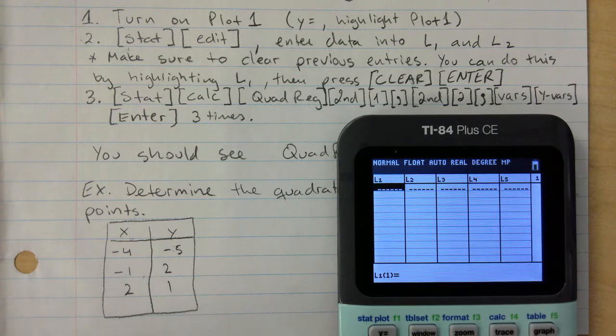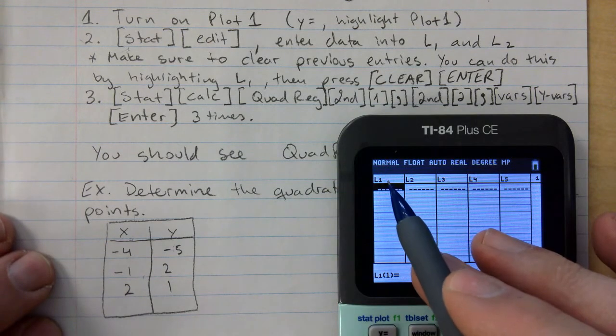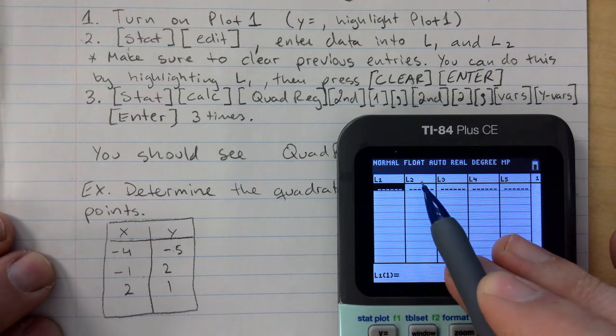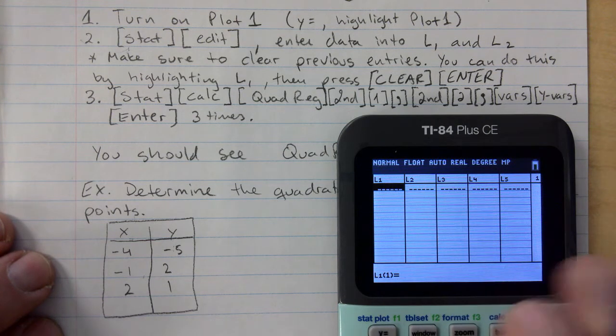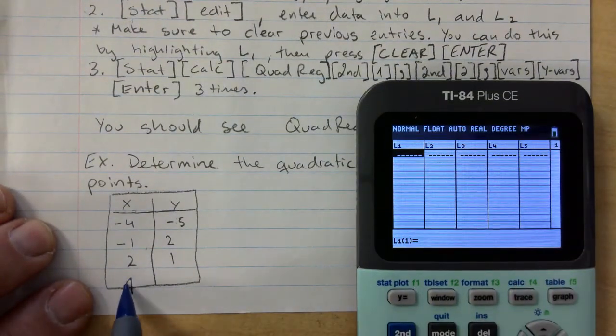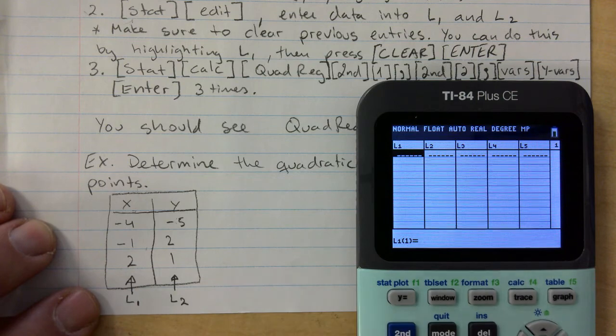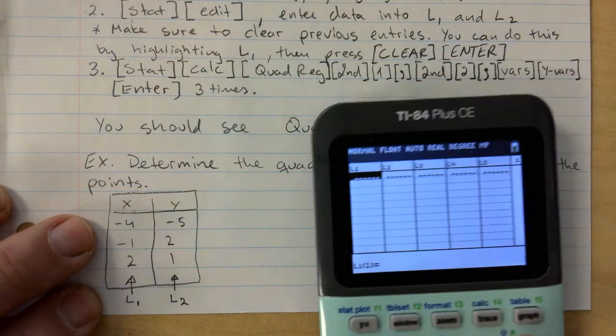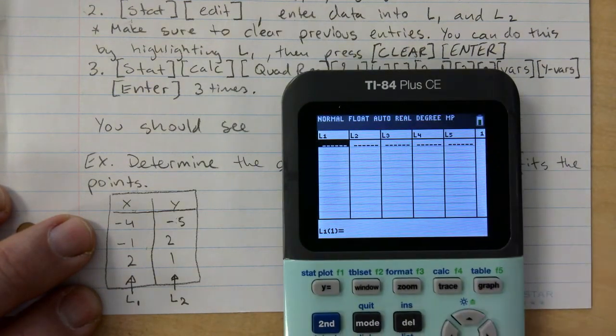And now let's type in what we will do here. L1 is always our X values. L2 would be our Y values. So this is what I want you to do in your notes. I want you to put an arrow and say that it will go into L1, the X values, and the Y values will go into L2. And once you've written that in, go ahead and enter those into your calculator.